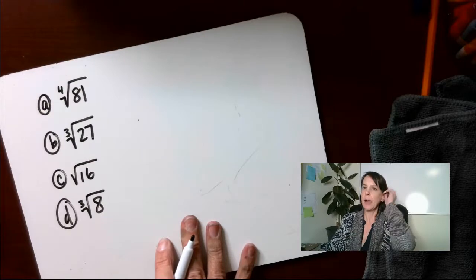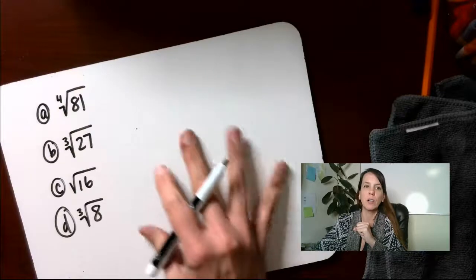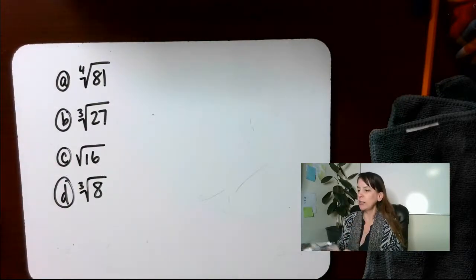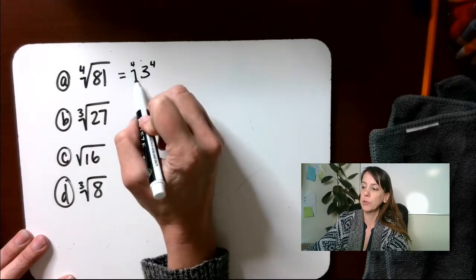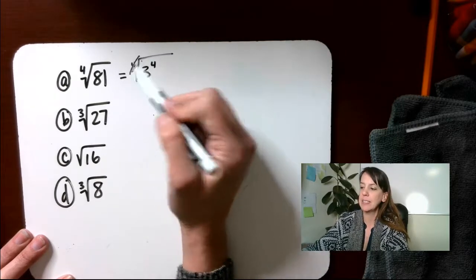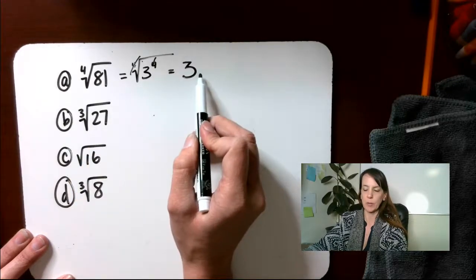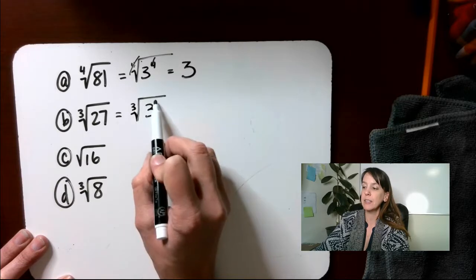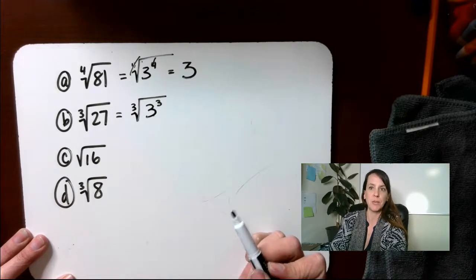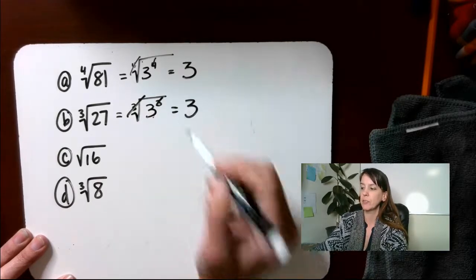All right. So if we've got something to the fourth power that gives me 81, go back and look at your cheat sheet. You'll see that 3 to the fourth power, so the fourth root of 3 to the fourth power, this cancels out, I'm left with 3, gives me 81. So your answer is going to be 3. Here, I'm left with this cube root of something to the third power, which gives me 27. 3 to the third power, this cancels out with this, and I'm left with 3.